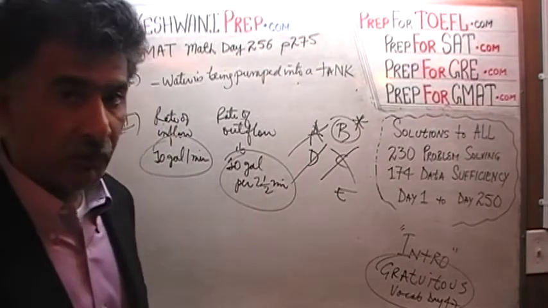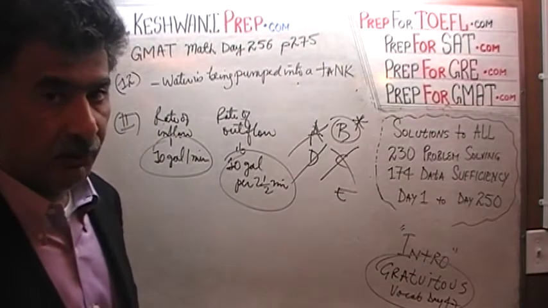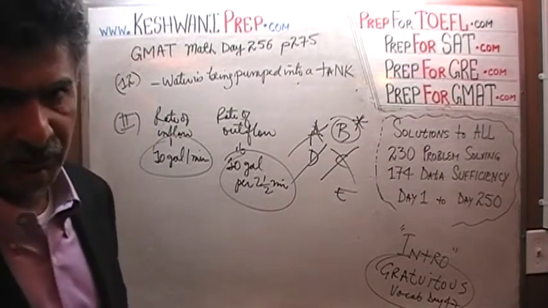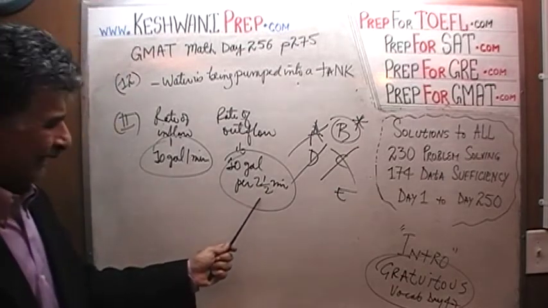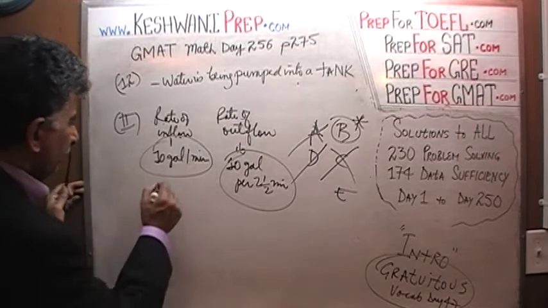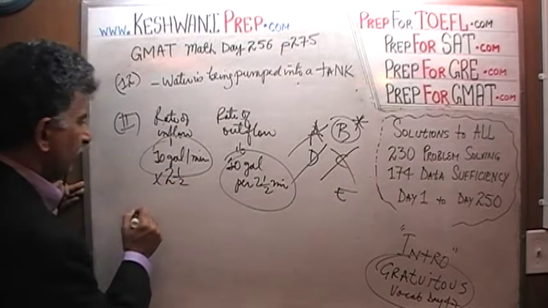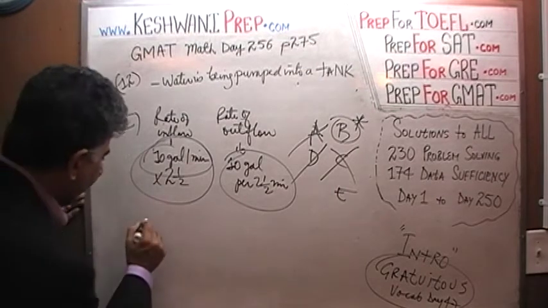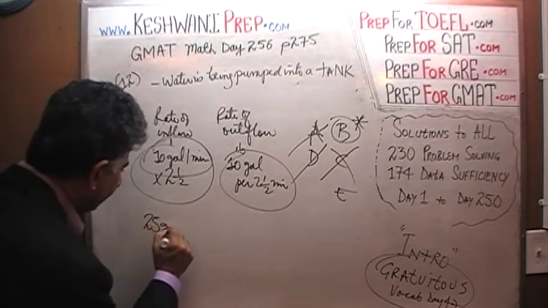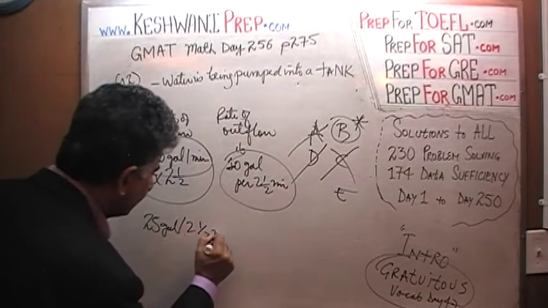Now what we're about to do is something, as I already said, we're not going to do in the real exam, but we're just going to take a second just for the hell of it. You understand? Just for exercise. 10 gallons per minute. This is 10 gallons per 2.5 minutes. So if you multiply this by 2.5, what we find out is 10 times 2.5 is 25 gallons per 2.5 minutes.